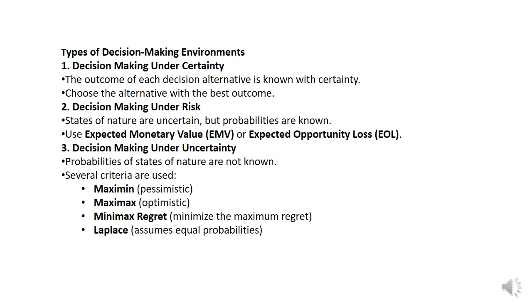Decision making under risk: states of nature are uncertain but probabilities are known. Use expected monetary value EMV or expected opportunity loss EOL. Decision making under uncertainty: probabilities of states of nature are not known. Several criteria are used like maximax, maximin, minimax regret, Laplace.